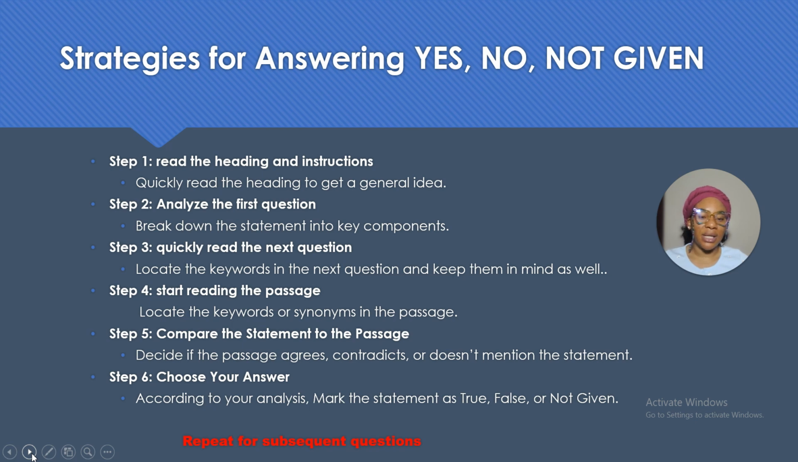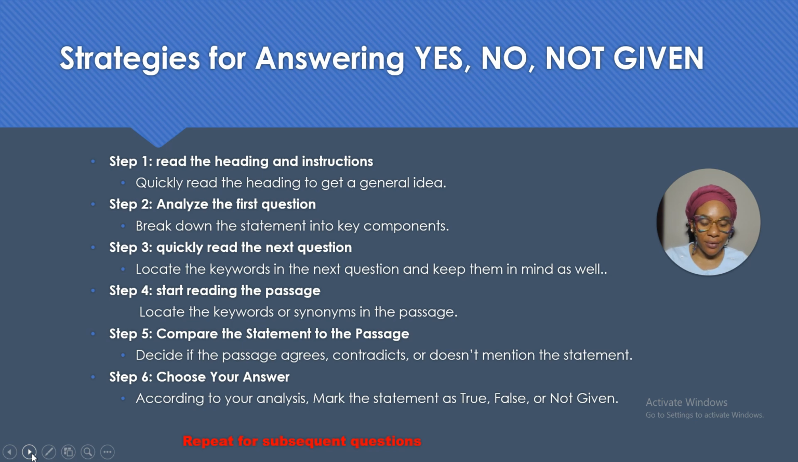Let's say you now get to a place that you think is an evidence that either supports or contradicts an answer. What should you then do? Go back to the question and compare the statements again. Read the question again, read that statement in the passage again to just be sure. Okay? Be sure if it agrees or contradicts, then go ahead and choose your answer and write it down as yes or no or not given.